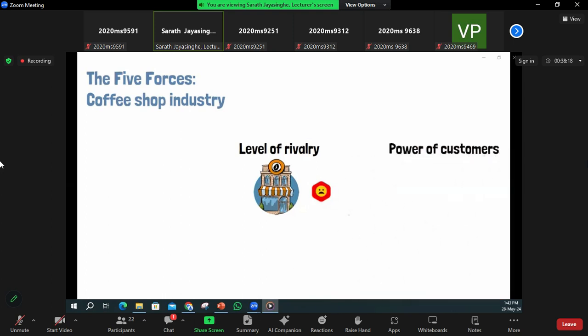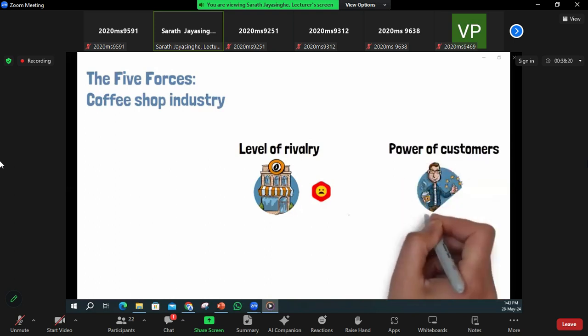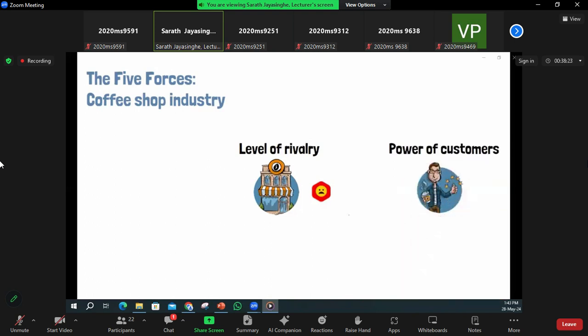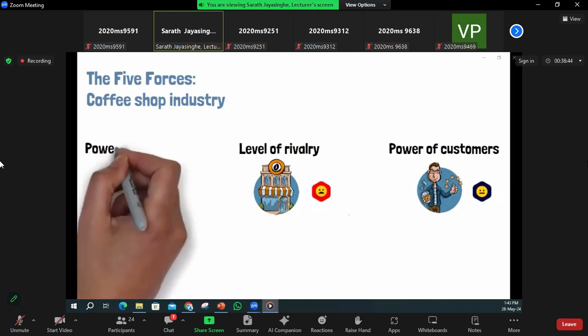If customers tend to be large and they can easily switch between suppliers, they are in a strong position to negotiate lower prices, which will limit industry profitability. In the coffee shop industry, customers tend to be individuals who cannot negotiate the price of the product. However, the fact that they can easily switch from one supplier to another, as well as their ability to leave reviews on social media, increases their power.